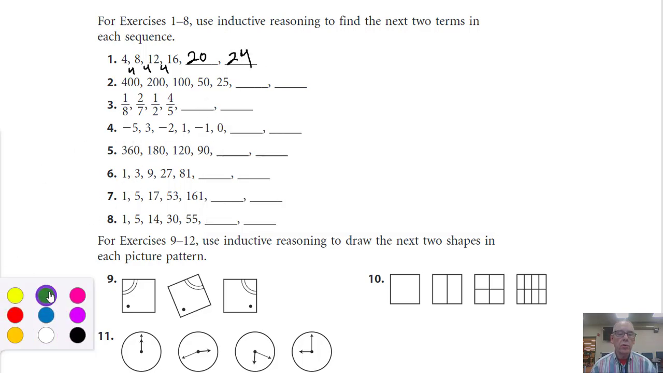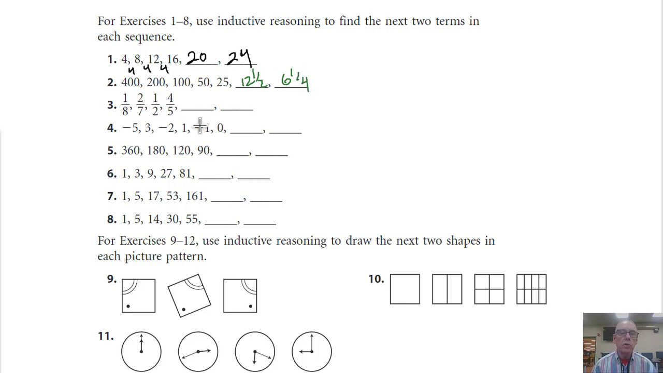Let's look at number 2. Number 2, 400 to 200 is a half, to 100 is a half. So every one of these is going down by a half. So 50, 25, 12 and a half, and then 6 1/4 would be the last two terms on that one.